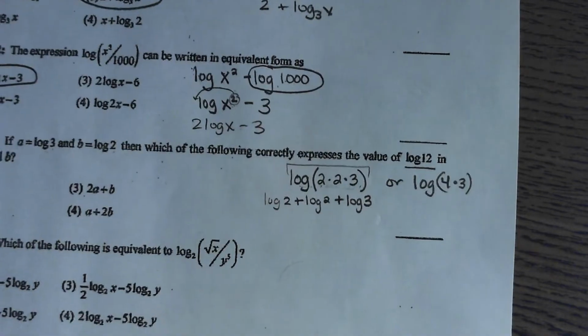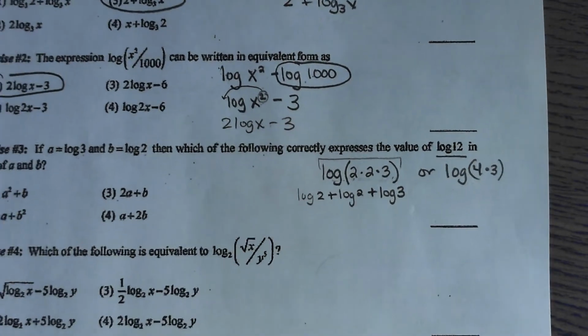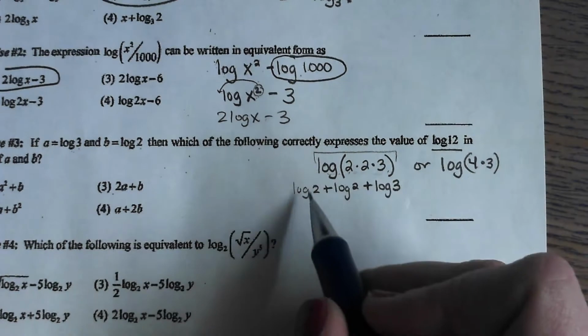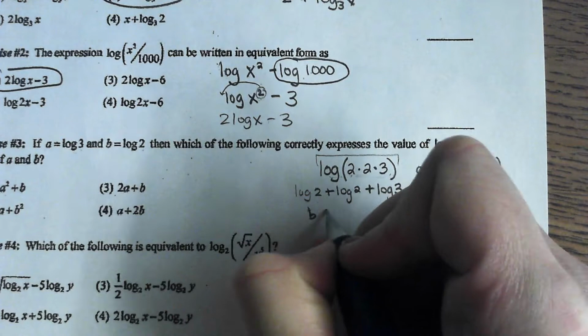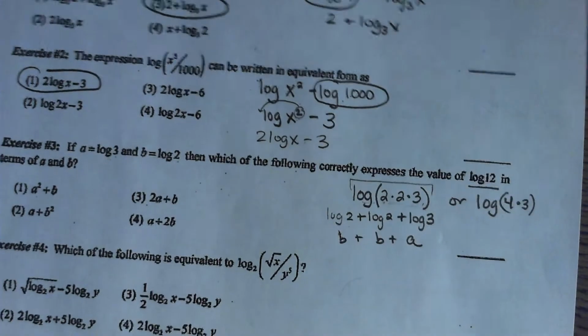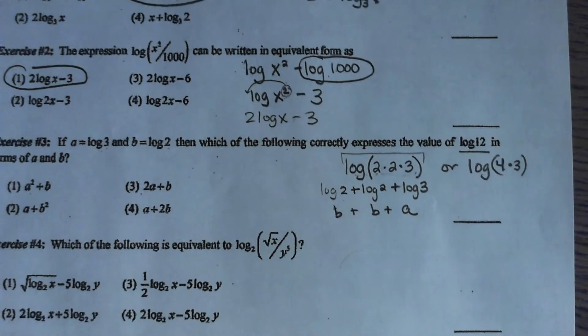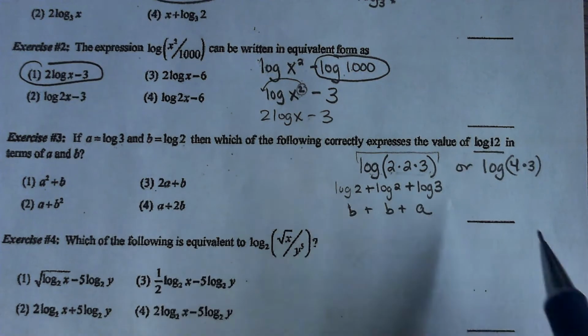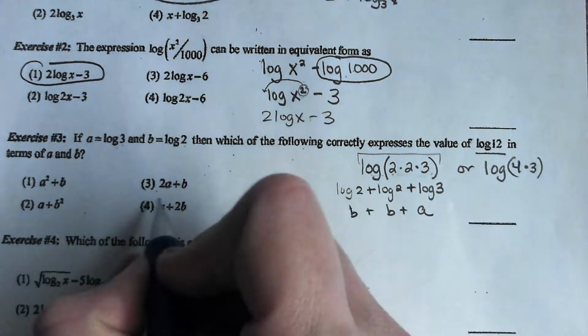And then, again, they didn't give us the actual values for those, but they gave us variable values. Log of 2 equals b, so that would be b plus b plus a. Which option is that? Four. Yeah, b plus b is 2b, not b squared. That would be 4.